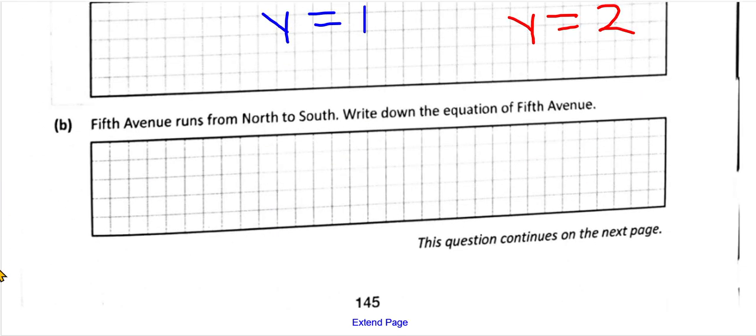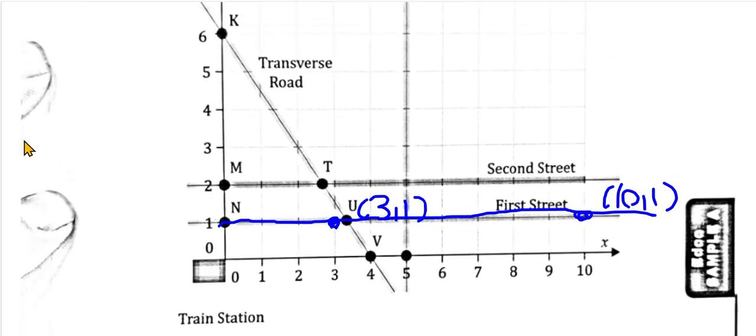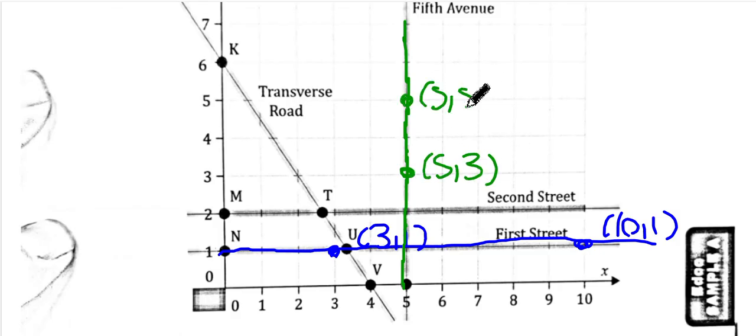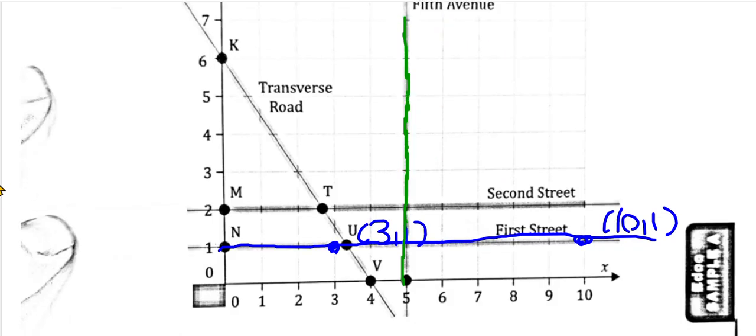Now that brings me on to part B. Fifth Avenue. Here's Fifth Avenue here. We call this the green line. What value is always staying the same on this line? 5, 3, 5, 5, 5, 7. What value is never changing? X equals 5. All vertical lines are x lines. So this is the line x equals 5. Okay?